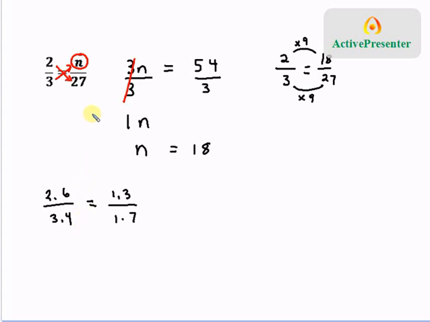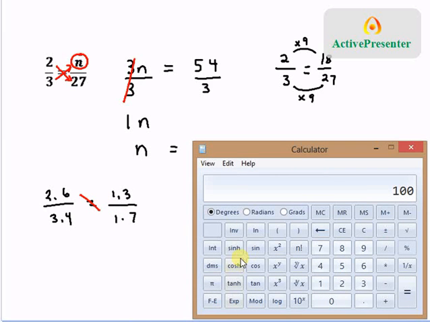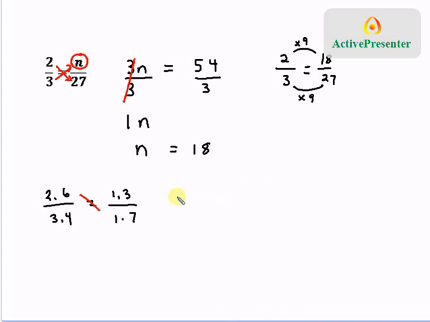We know that because it is a proportion that we can do our cross multiplication. So let's do our cross multiplication. And you can pull out your calculator. 2.6 times 1.7 is equal to 4.42. So we know that that's equal to 4.42.